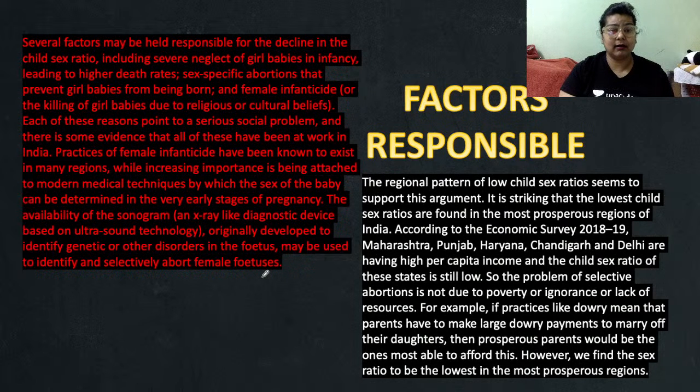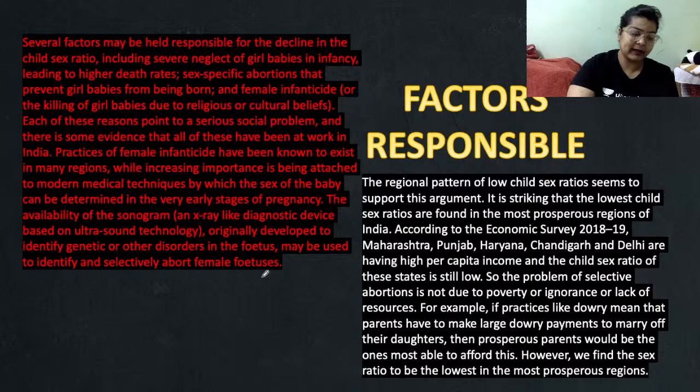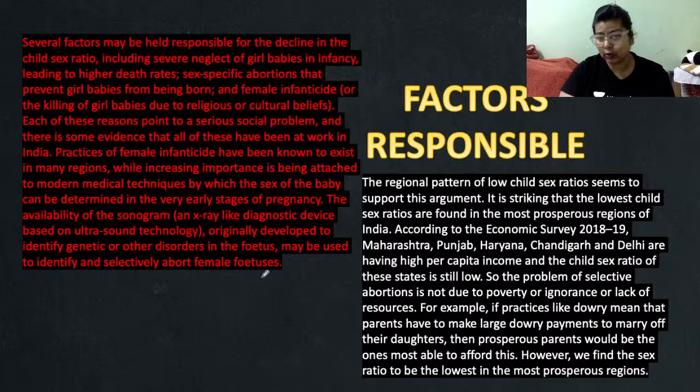Through an X-ray diagnostic survey device based on ultrasound technology, originally developed to identify genetic and other disorders in the fetus, the female fetus was selectively aborted because people said, we don't want a girl child, it is better we don't have it. I think these were the major causes and concerns which everyone faced and which played a very important role. Of course, you should know this because this also affected the per capita income and the child sex ratio of the country and of the states also.